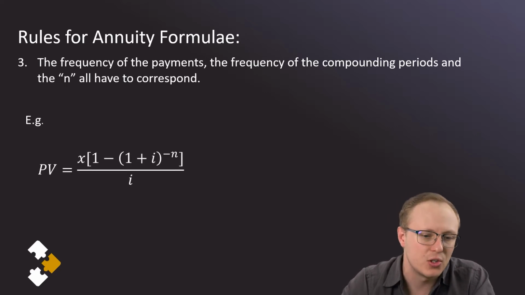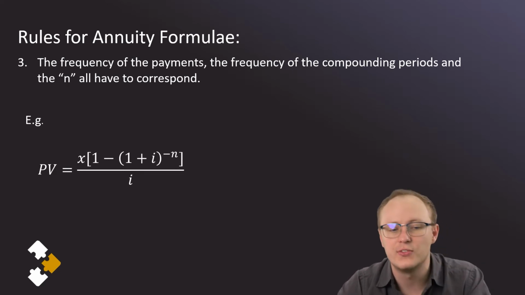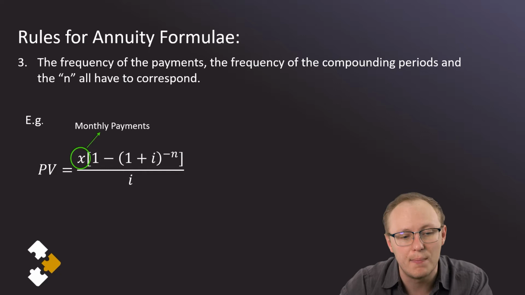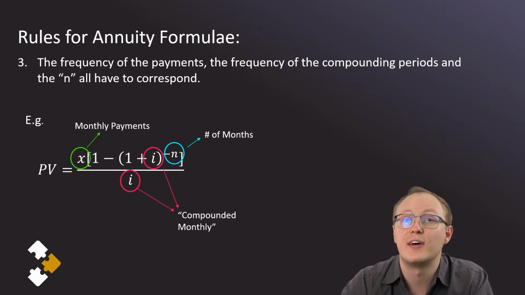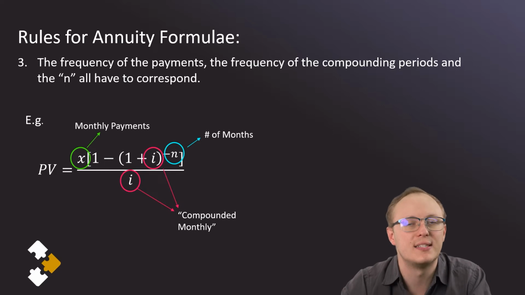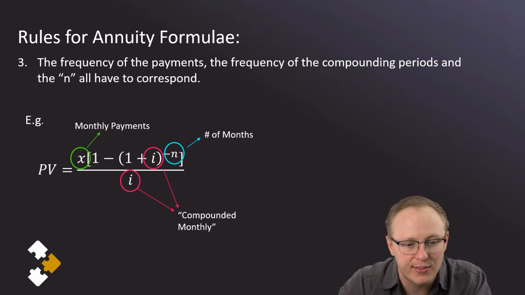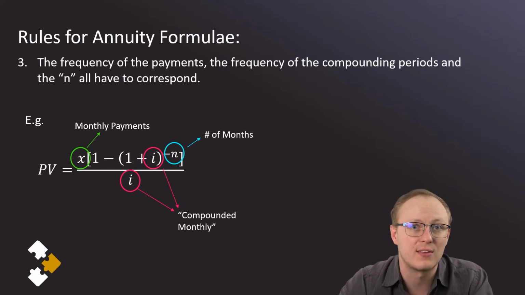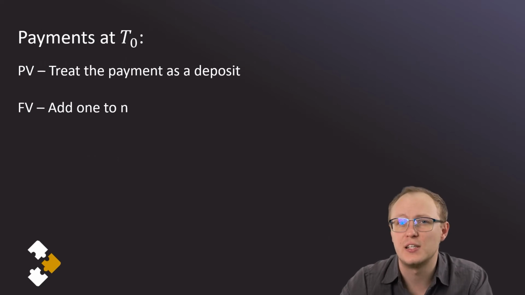Okay, so what does that mean? So here, if we've got this formula, present value equals x, 1 minus 1 plus i to the negative n over i, if those x's, those payments, are monthly, then the interest rate has to be one that is compounded monthly. And the n then has to represent the number of months. Okay, so those three things have to agree. If x is monthly, the n has to be the number of months, and the interest rate has to be compounded monthly. Very important.